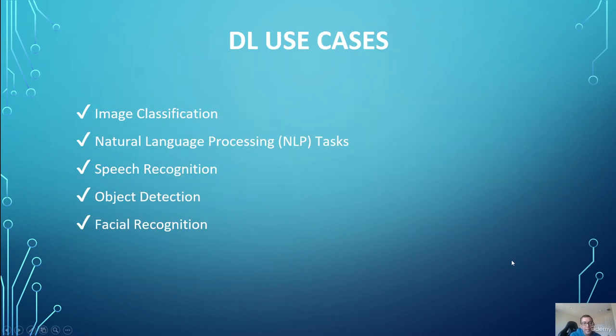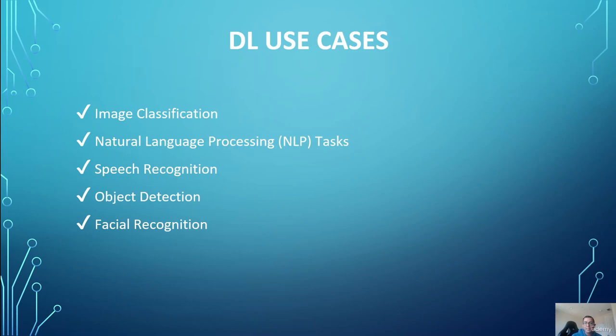Now let's look at some of the use cases of deep learning. One use case is image classification. As I mentioned, Google can categorize your images based on the location. Another is speech recognition, facial recognition, as well as customer service bots or self-driving cars. So these are some of the use cases of deep learning.